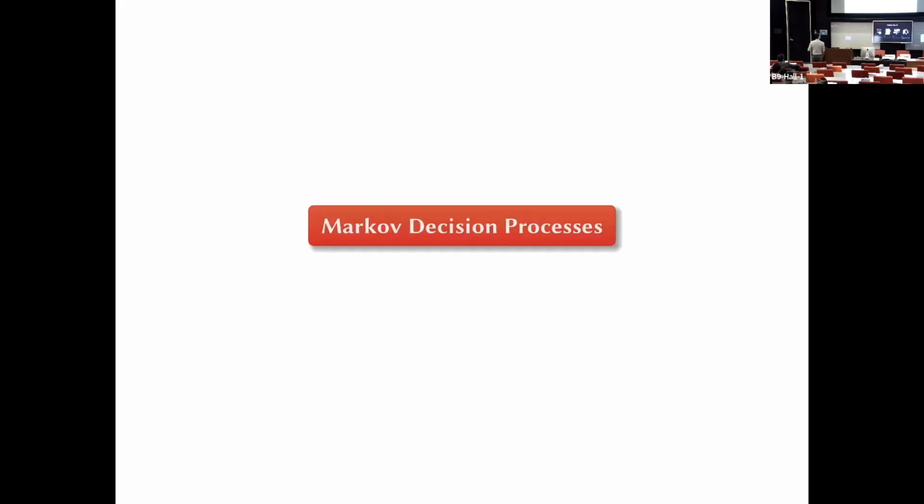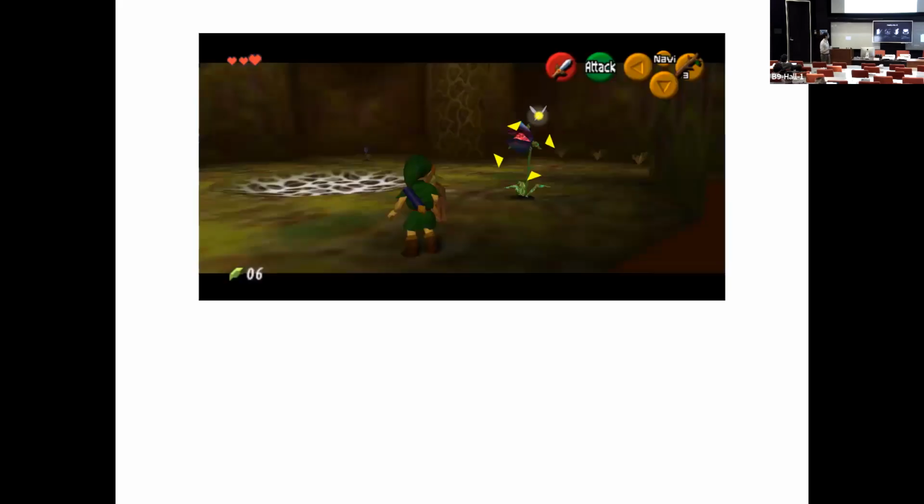So let's talk a little bit about Markov decision processes. How do we define them? What do we need? How do we solve them? This is the first part of this lecture.